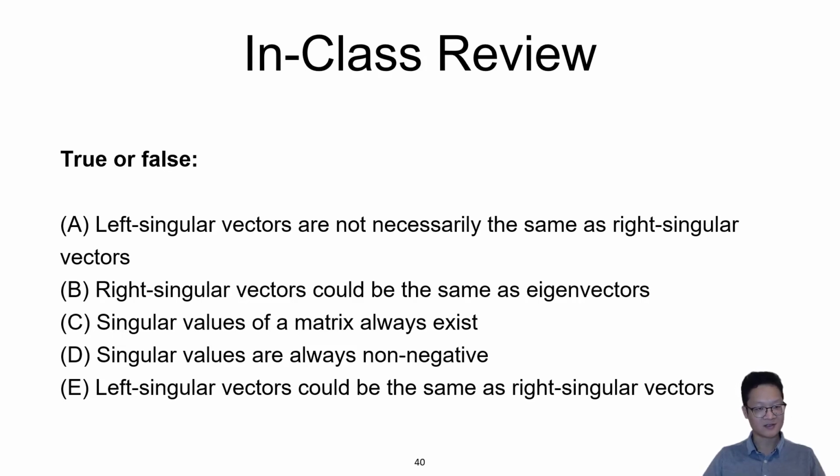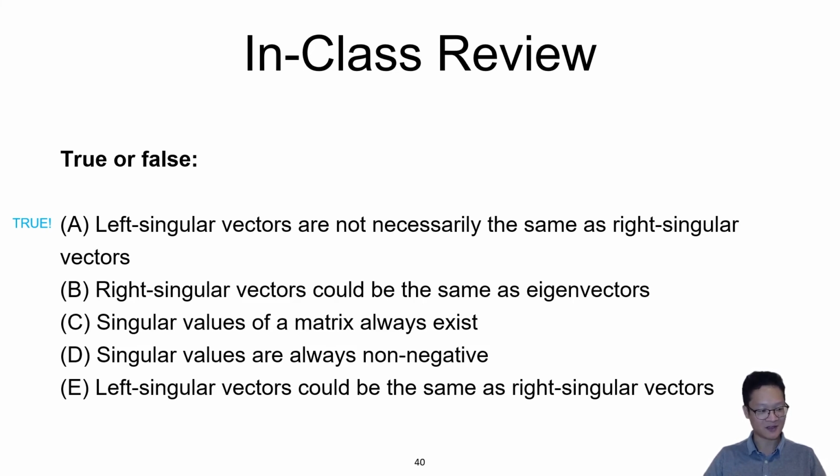Okay, let's take a look. First, left singular vectors are not necessarily the same as right singular vectors. So that's definitely true. We just saw an example. Okay, so next, right singular vectors could be the same as eigenvectors. So that is also true.